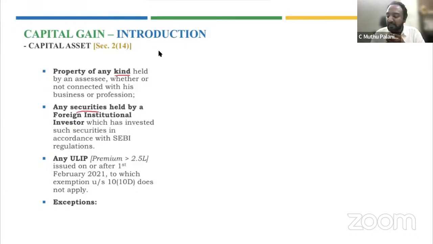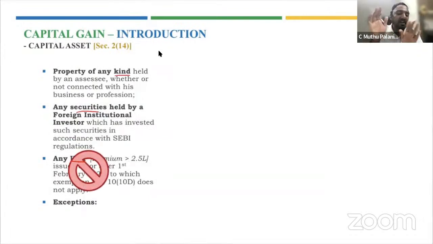And next is any unit linked insurance policy. I will stop here and will not tell anything more because it's not applicable for your intermediate level. So I'm not going to talk about it.